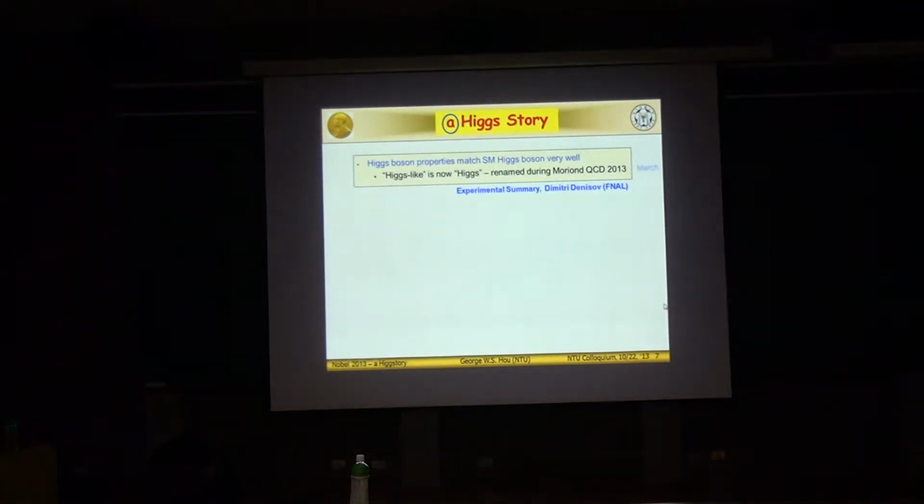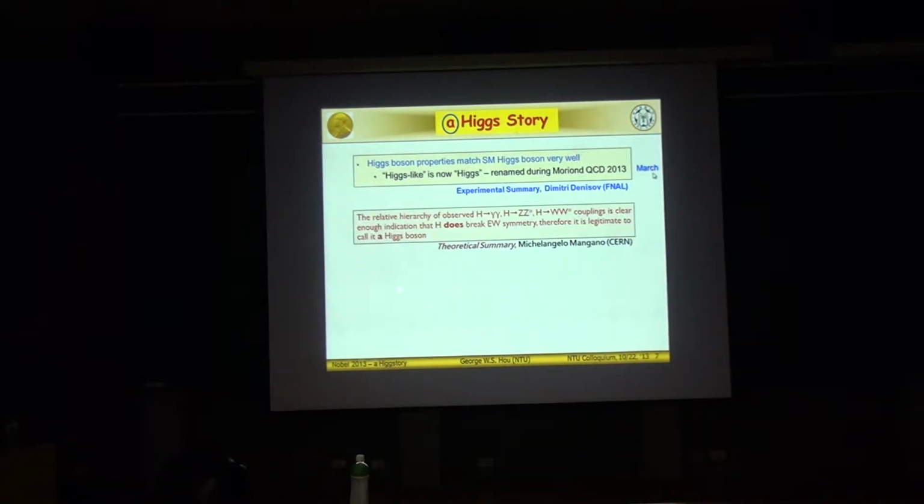So now I start to explain a Higgs story. Something funny happened at the March meeting up in the Italian Alps this year. Dmitry Denisov, an experimentalist at Fermilab, had a statement like this. These are verbatim quotes. Higgs-like is now Higgs, renamed during this Moriond QCD workshop. And that was in March, and echoed by Michelangelo Mangano of CERN. Let me not read this, but just saying that this is a Higgs.